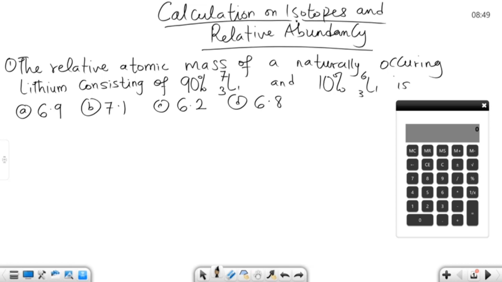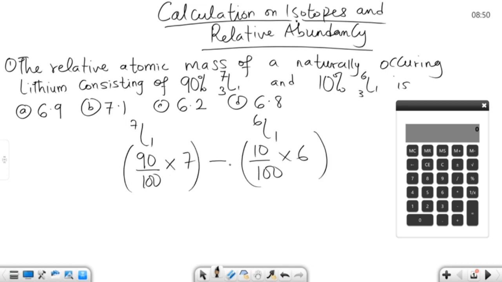How do you calculate relative atomic mass? So now let's write out our lithium. We have lithium 7 and then we have lithium 6. Now the abundance of lithium 7 is 90%, which is 90 over 100, and the abundance of lithium 6 is 10%, which is 10 over 100. So you multiply each of them by their atomic masses and then you add them. So this is 90 times 7, then you divide it by 100. So that will give you 6.3.